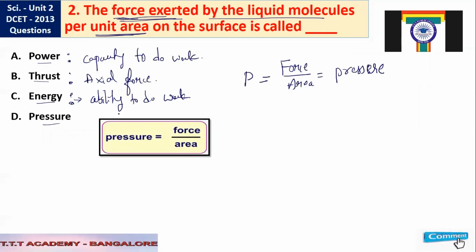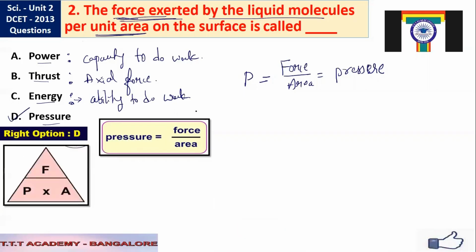So, dear students, observing all options A, B, C, and D, D is the right option. At the same time, for our knowledge, we have to know about its unit also. Pressure is the ratio of force per unit area. I mean, the force exerted by the liquid molecules per unit area on a surface is called pressure.